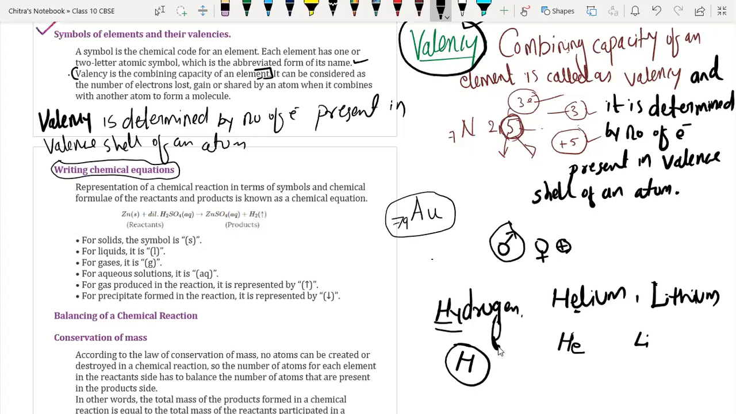Generally it combines with one chlorine to form AuCl, gold chloride. If it reacts with sulfate, it will form AuSO4, so it shows two valencies. So its valency is not fixed, it shows variable valency. This variable valency is on the basis of the number of electrons they lose from their outermost shell. Okay, sir, got it. So you have to remember Au is the symbol of gold and its atomic number is 79. Next, any more doubt?